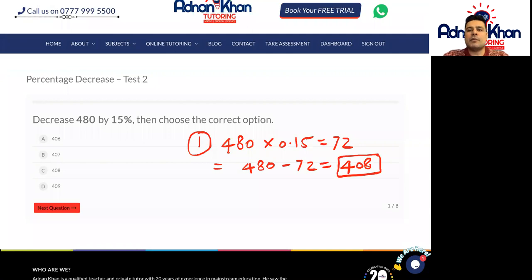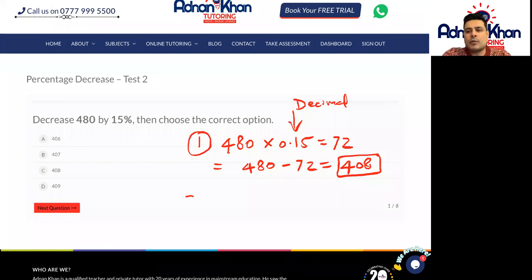So you just turn the 15% into a decimal, and then you can multiply the numbers together. 480 multiplied by 0.15 gives you 72. And then you take away 72 from 480. And that gives you 408. So remember, we're working out a percentage and then decreasing the amount from the total amount.